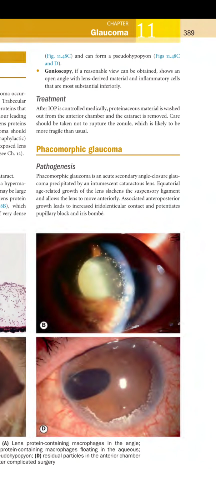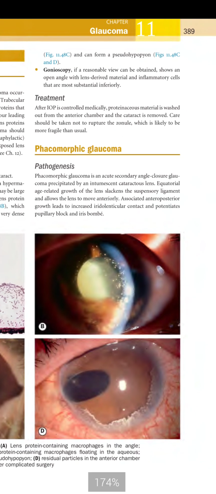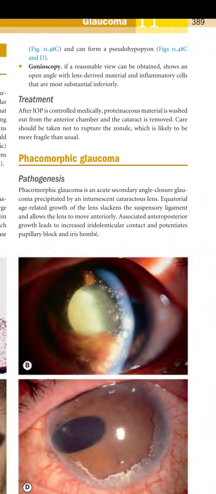Phacomorphic glaucoma. Phacomorphic glaucoma is an acute secondary angle closure glaucoma precipitated by the intumescent cataractous lens. Equatorial age-related growth of the lens slackens the suspensory ligament and allows the lens to move anteriorly. Associated anterior-posterior growth leads to increased iridolenticular contact and potentiates pupillary block and iris bombe.